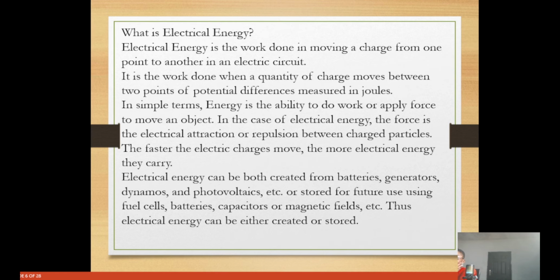Electrical energy can be created from batteries, generators, dynamos, and photovoltaics, etc., or stored for future use using fuel cells, batteries, capacitors, or magnetic fields. We've already explained this. We've talked about capacitors. Capacitors are devices that store charges. We talked about it in the previous class. Thus, electrical energy can either be created or stored.